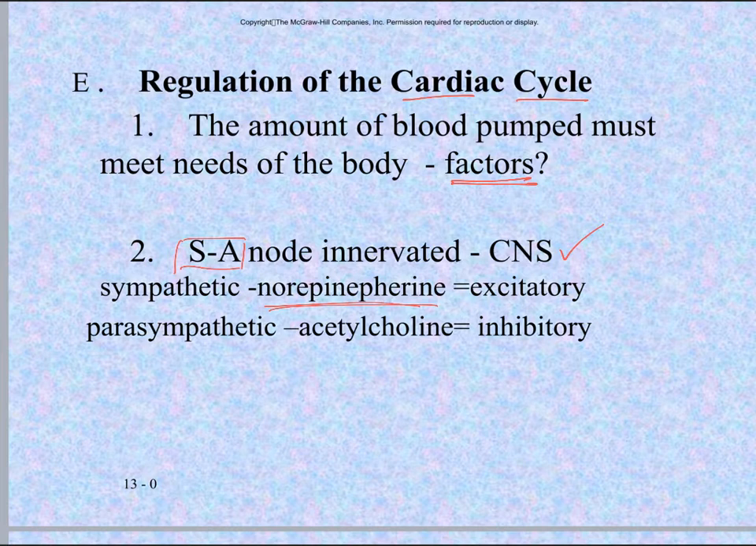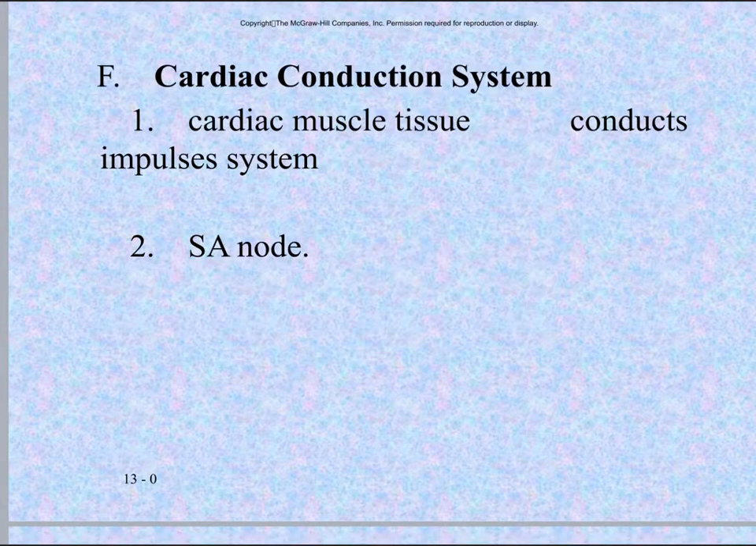Conversely, the parasympathetic stimulation, which is typically our rest and recovery phase, can release another molecule, a neurotransmitter in this case called acetylcholine, which has an inhibitory effect. And between these two and a few other mechanisms we'll look at in a minute, we can upregulate or downregulate the cardiac cycle to meet those needs and to respond to those changes to maintain homeostasis.